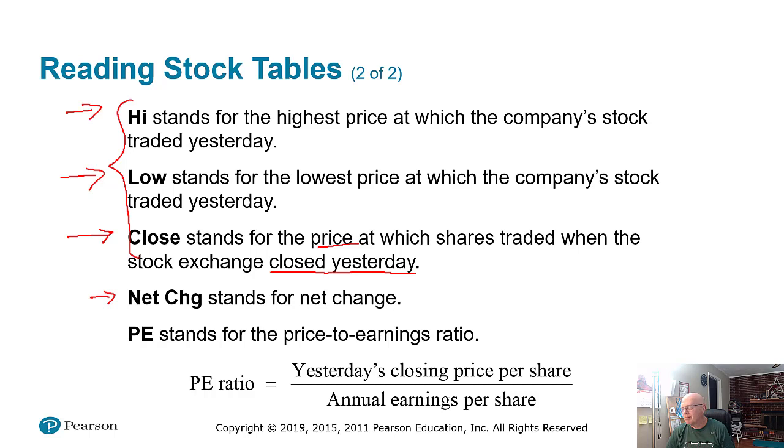Now here's where I lose contact with what they're talking about. You would need to talk with someone that knows economics or is really in the finances. This is the price to earnings ratio. I've heard of it, but I don't totally understand it. It's yesterday's closing price, that's yesterday, divided by the annual earnings per share. And of course, the annual earnings per share, the bigger that is, the better your stock is. And this is comparing those two.